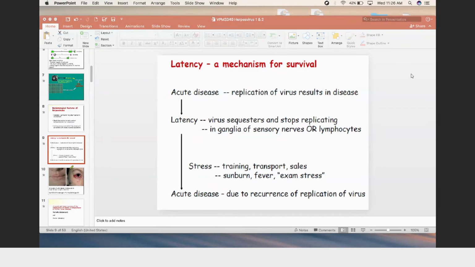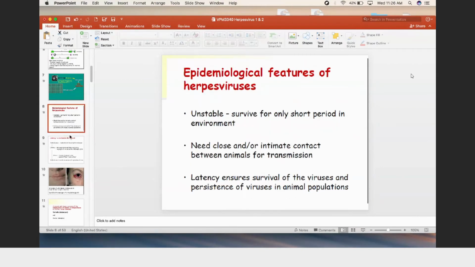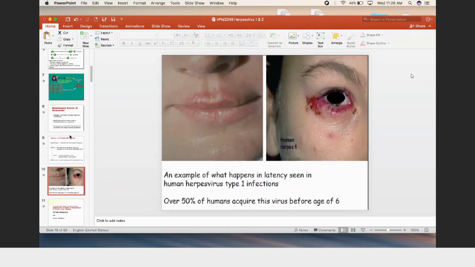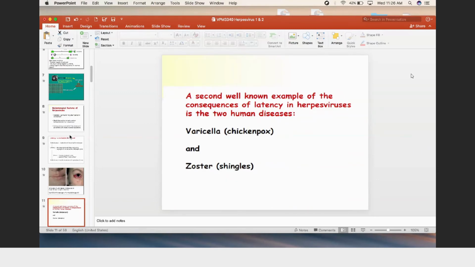So next, this is what you see in human. This one is about human herpes virus type 1, herpes simplex virus. Example, this one is chickenpox, the one that you know.